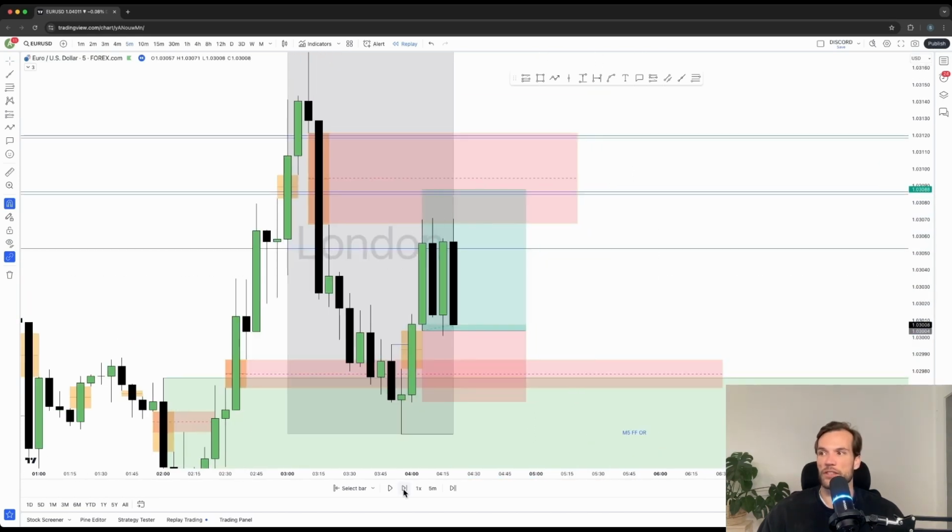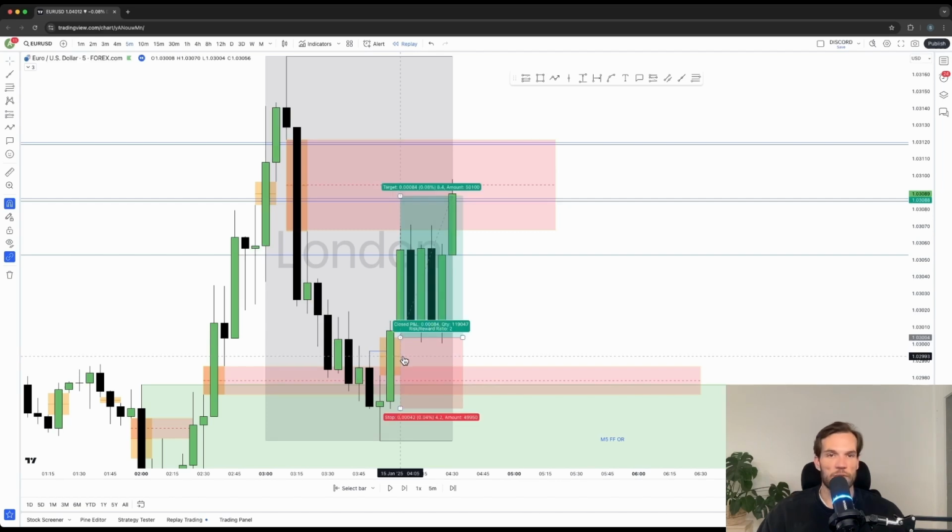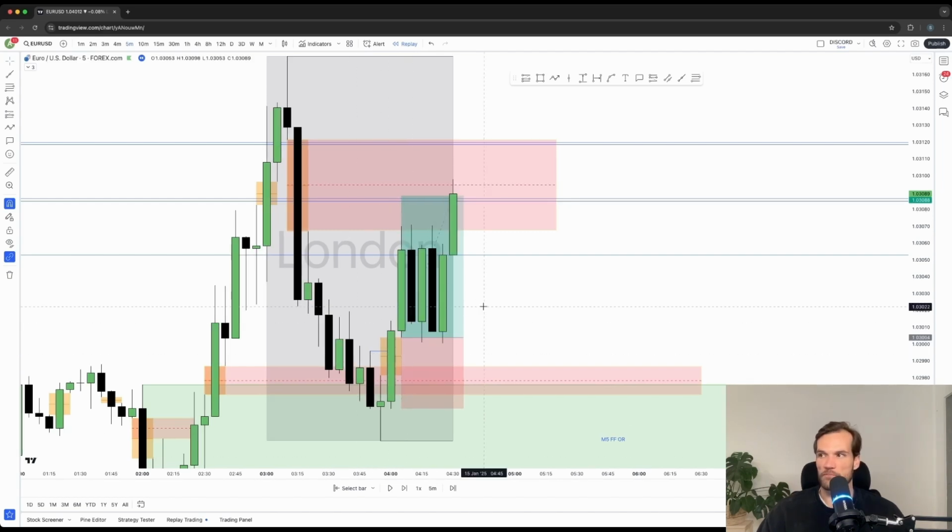Okay, that's a really nice reaction. It's come back, and there we go. We've got our TP there. Edge of the imbalance is usually a really nice place to be, especially when you're trading breakouts. Okay, so we've pushed up. We've taken our 2R, we can be done for the day.